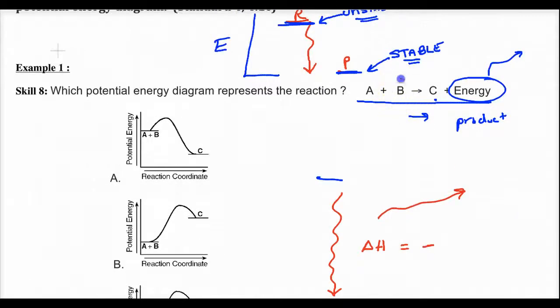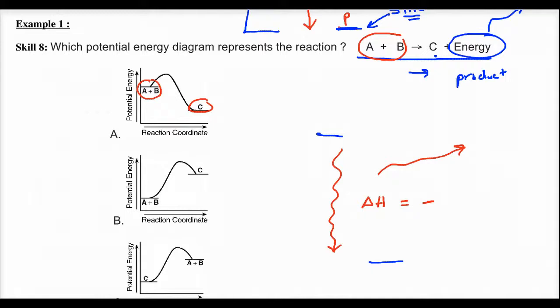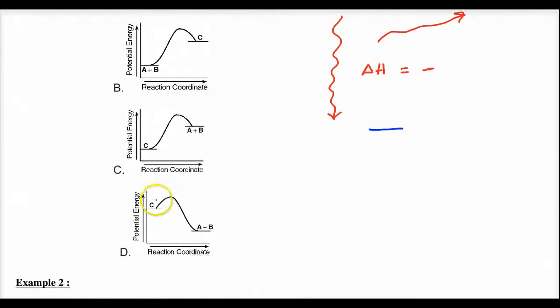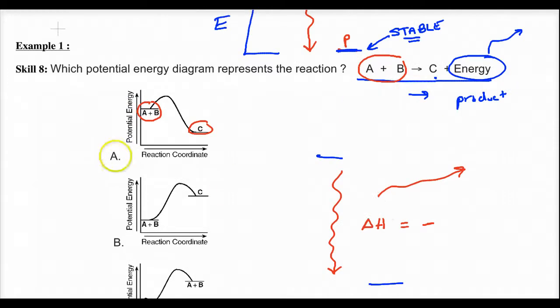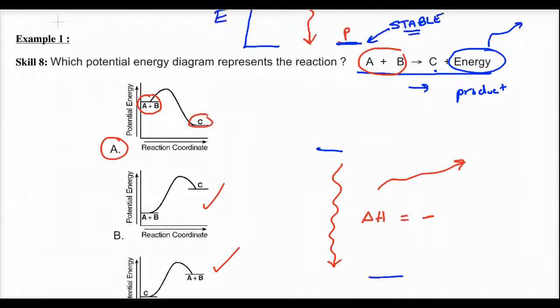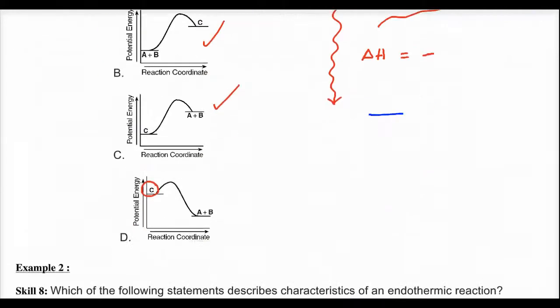But wait a minute, A and B are reactants. It should start with A and B on top, and C goes lower. Don't worry about the little doohickey on top there. And of course, this one looks good too, but it's C. This is your products. You have to have A and B as your reactants. So the best choice is A here as a Regents question. These two would be endothermic graphs, or potential energy diagrams.